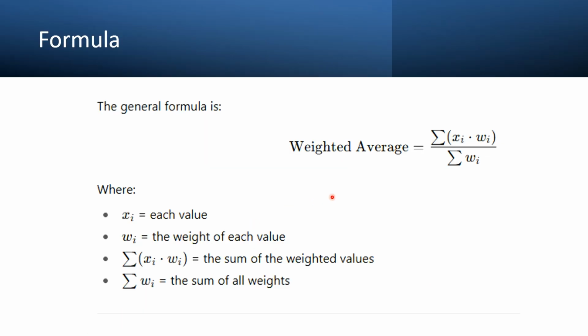So the formula for calculating the weighted average is equal to the summation of all the individual elements times their weights divided by the sum of the weights, where x of i is each individual value, w of i is the weight of each value. So this is the summation, this numerator here, and then this is the summation of all the weights. That's the denominator. So there's our general formula.